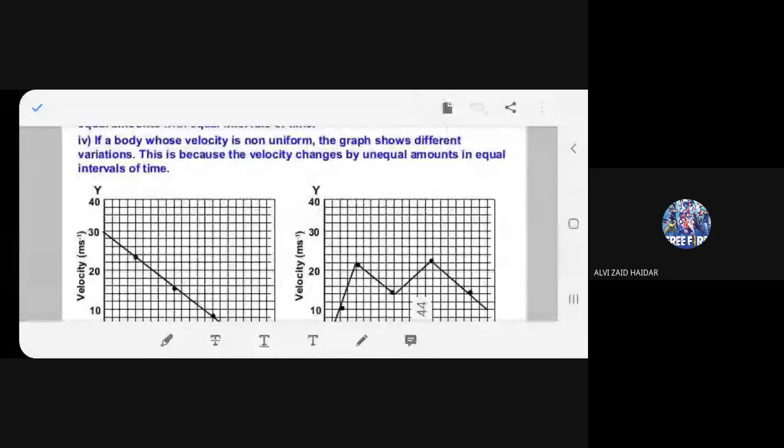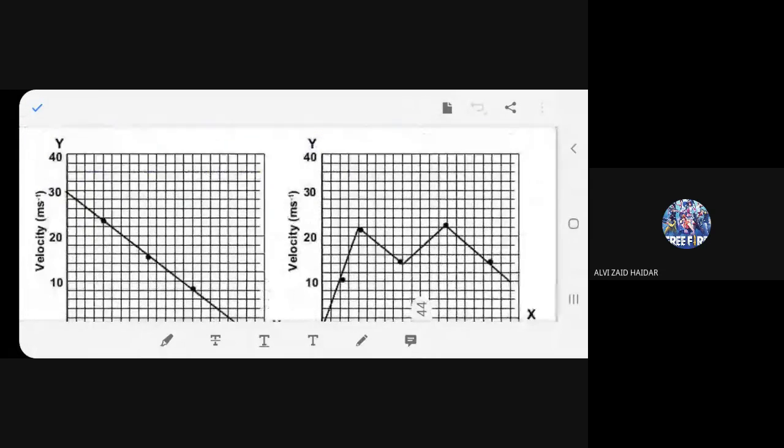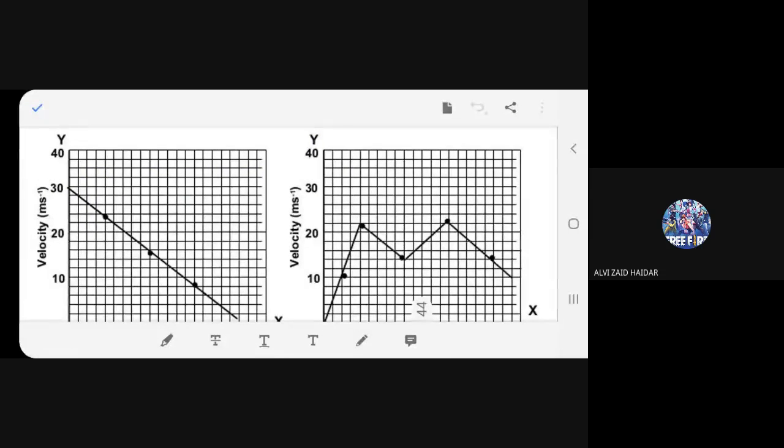This is where we had finished yesterday, remember? One is showing uniform motion when the slope is reduced. The other one is showing varied motion, right?